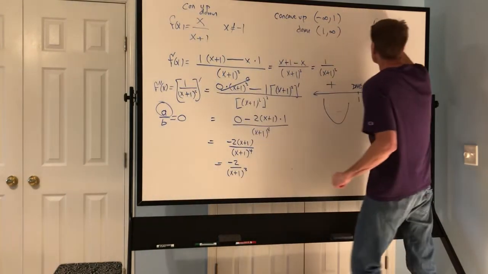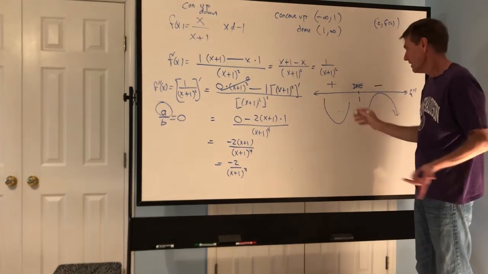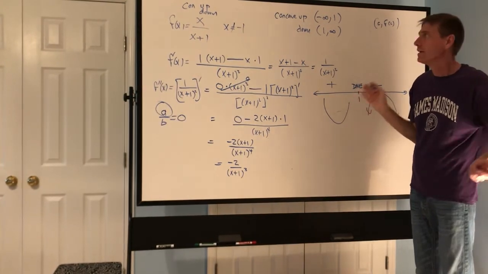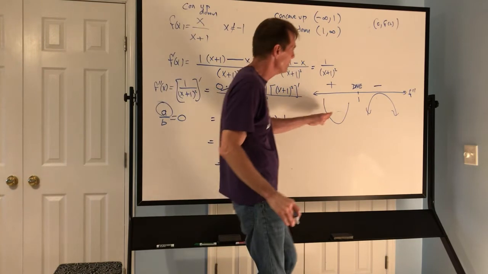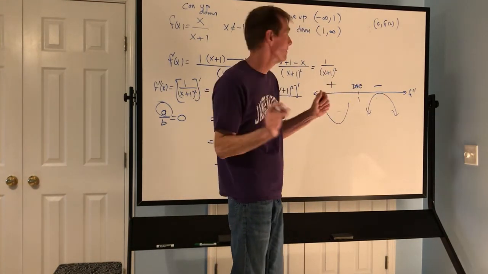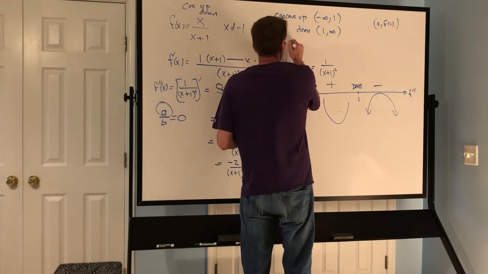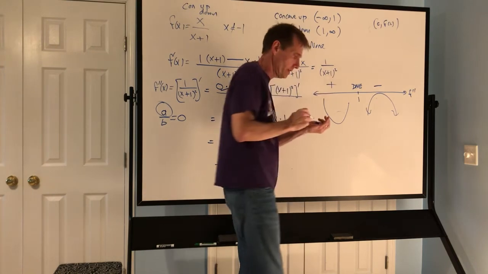Remember, it's a point c, f of c on the graph. This isn't going to be anything on the graph. It's not even allowed into the function. So even though concavity's changing, there's no point there for it to be an inflection point. So my inflection points are none with this.